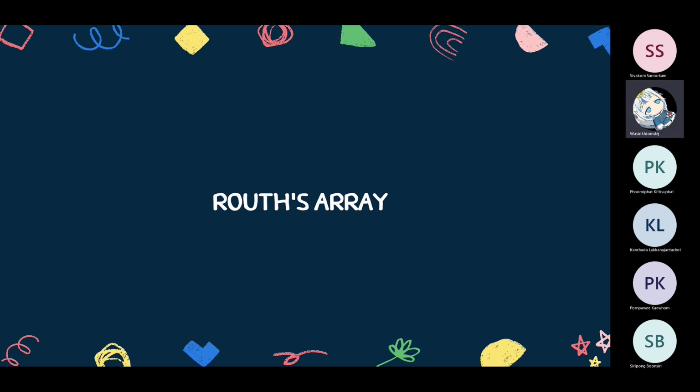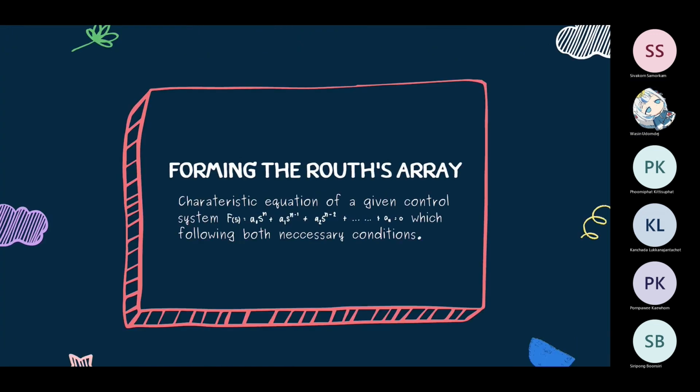Next is the Routh array. Forming the Routh array: the characteristic equation of a given control system, F(s) equals a0 s to the power n plus a1 s to the power n minus 1 plus a2 s to the power n minus 2 plus and so on, plus an equals 0, which follows both necessary conditions.